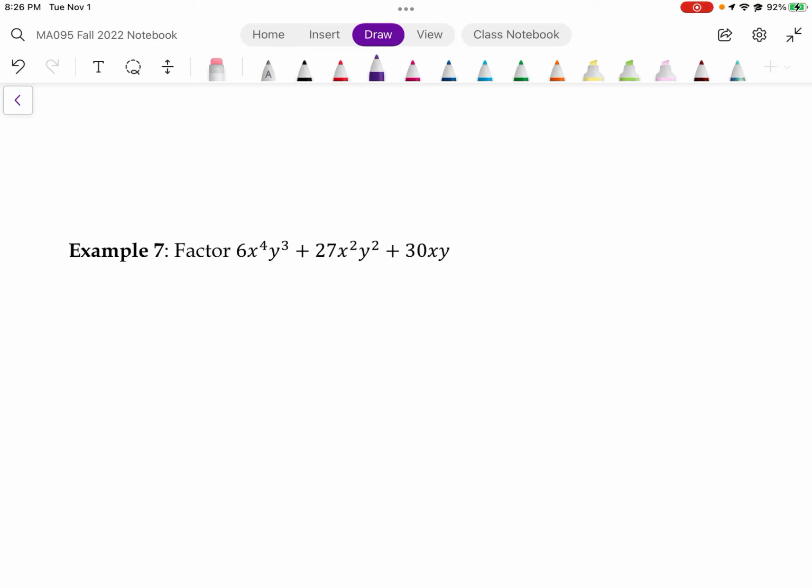Okay, so we've got 6, which is 2 times 3. There's going to be 3 here, so I'm going to have to write small. We've got 2 times 3, and then x to the 4th, x times x times x times x, and y cubed. The next one, I've got 27, which is 3 times 9, which is 3 times 3. So we've got 3 times 3 times 3 times x times x times y times y. That's the 27x squared y squared.